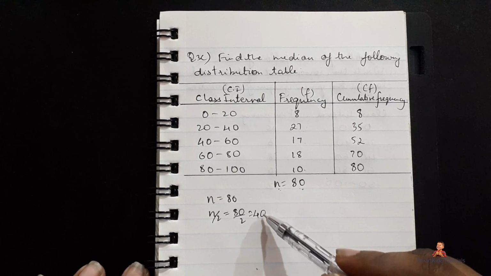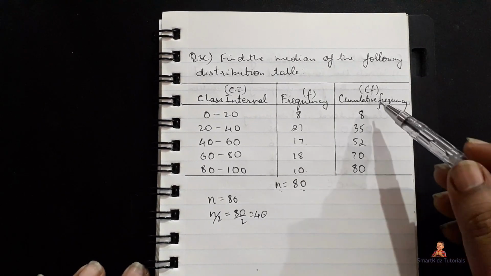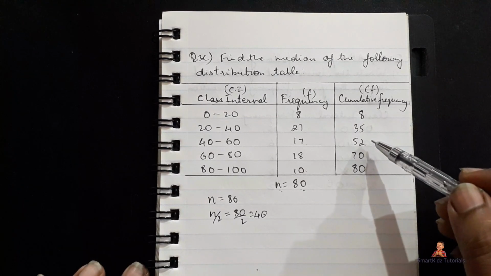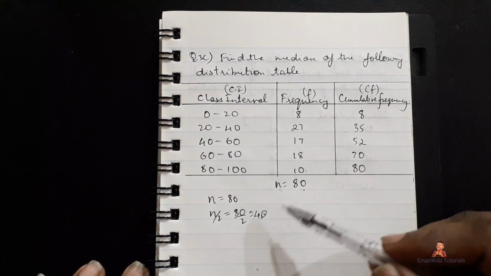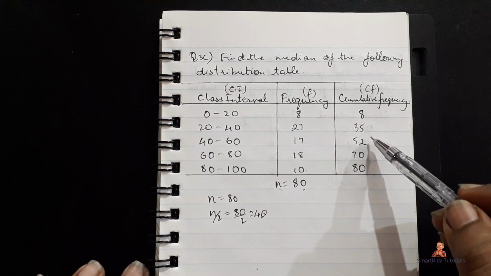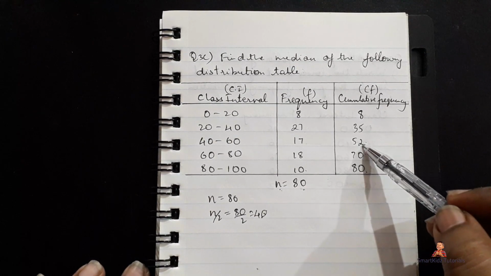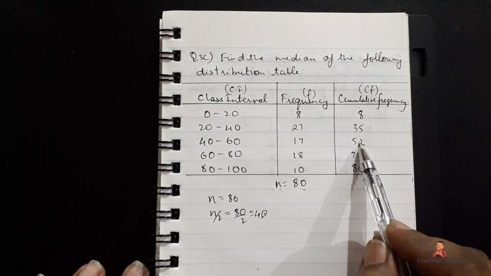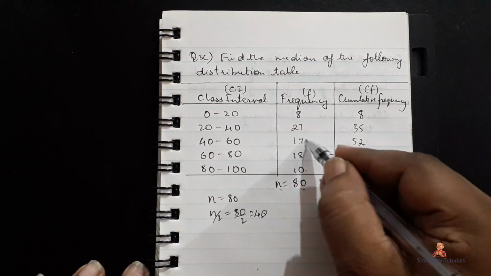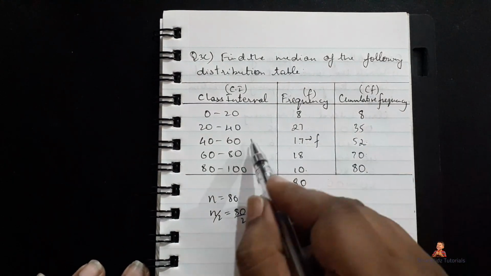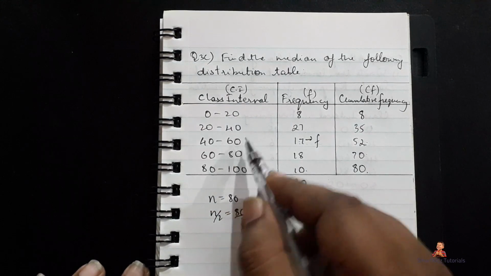So any value that is higher than this but closest to the 40 becomes the cumulative frequency that we need to look at. So this is 40. So any number greater than 40. The numbers that are greater than 40 are 52, 70 and 80. Now the closest one to 40 is 52. So we need to look at the frequency which it belongs to. That is 17. So this 17 will become our frequency, and the class interval corresponding to this frequency will become our median class.